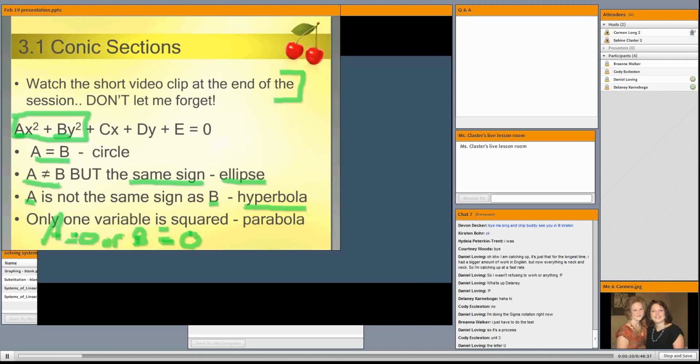So that bottom part says if a equals 0 or b equals 0. In other words, if there's only an x squared or there's only a y squared.